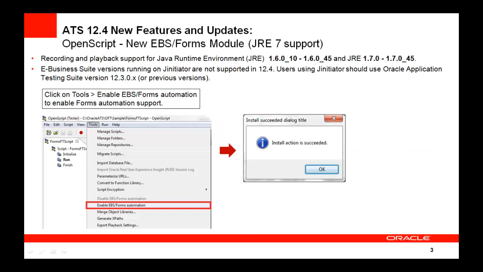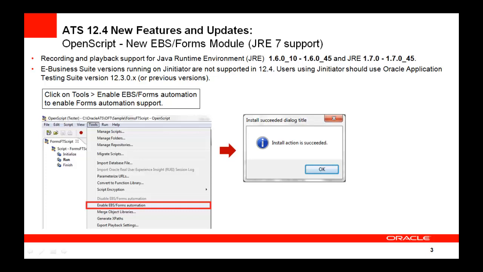The first update I want to introduce for 12.4 functional testing is JRE7 support for the EBS Forms module. Prior to 12.4, our support for JRE 1.6 was up to build 38, and our support for JRE 1.7 was up to 1.7 build 11. With the 12.4 release, we now support JRE 1.6 build 10 to 45 and JRE 1.7 up to build 45.